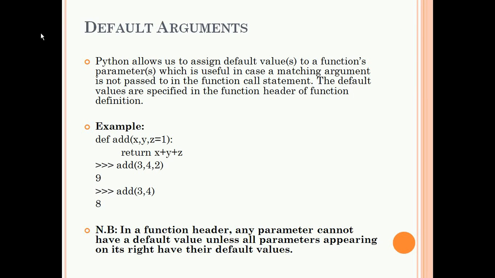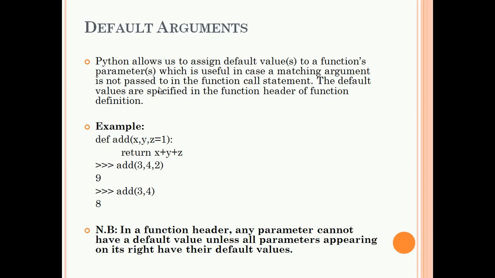Next, default arguments. The term default argument indicates that whenever a parameter is not initialized by an argument, a default value will be assigned to the parameter, and for that we need to mention the default value during definition of the function. Let's see in details. Python allows us to assign default value to a function's parameter, which is useful in case a matching argument is not passed in the function call statement.